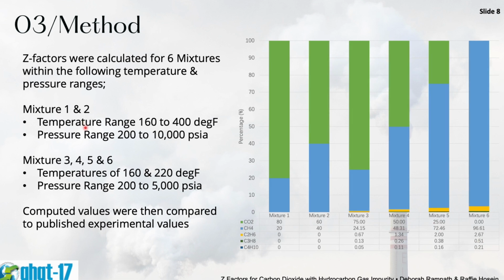Mixtures 1 and 2 were investigated at a temperature range of 160 to 400 degrees Fahrenheit and a pressure range of 200 to 10,000 psi, while mixtures 3 to 6 at temperatures of 160 and 220 degrees Fahrenheit and a pressure range of 200 to 5,000 psi. Once Z values were computed for these mixtures, they were then compared to Z factors from published experimental results.